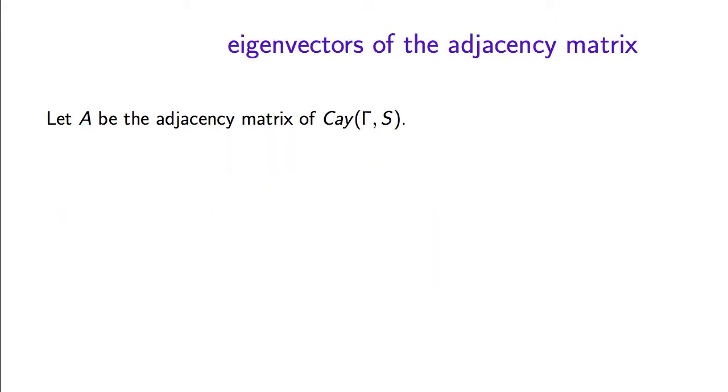Now, the reason why we defined the notion of a character was to simplify the computation of eigenvectors and eigenvalues. So let's say we have a Cayley graph, and that A is the adjacency matrix of the graph.